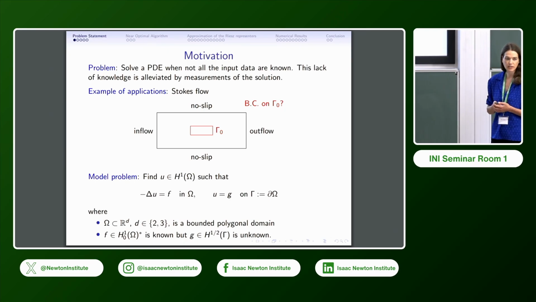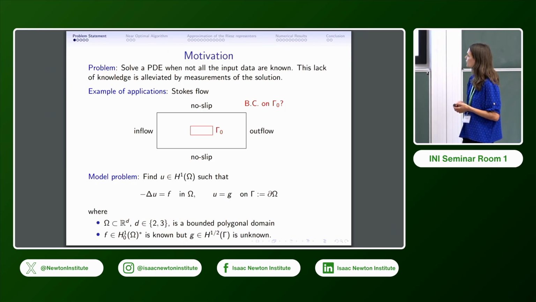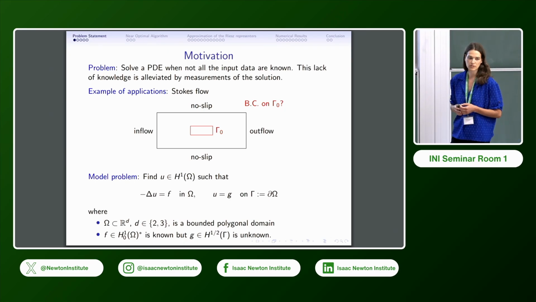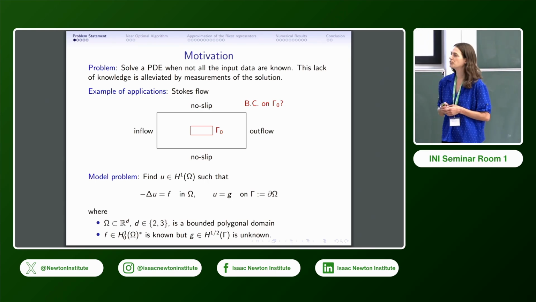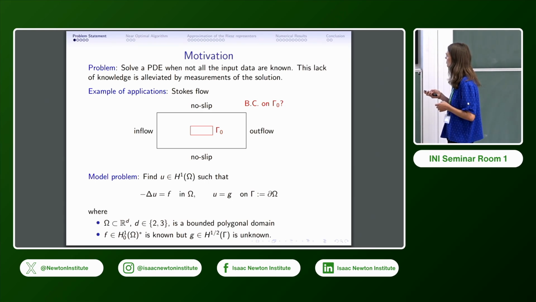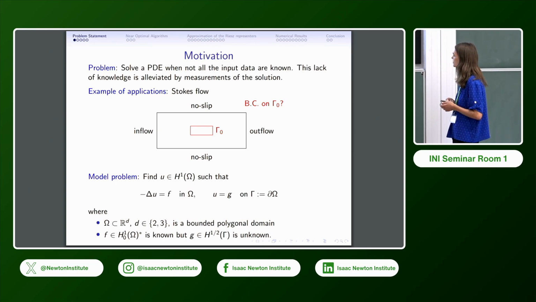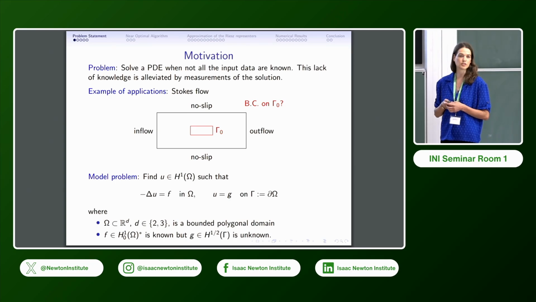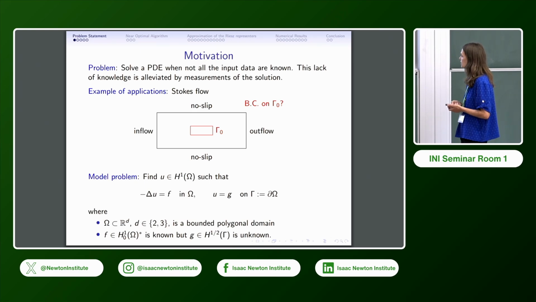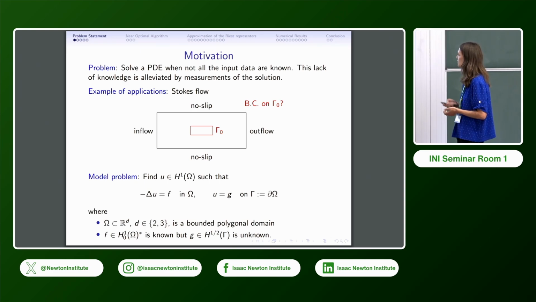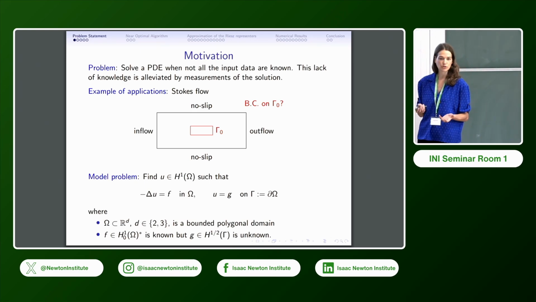So as this morning, we will look at this model problem. We will not consider the Stokes here, but just the Poisson problem: minus Laplacian u equals f, posed in a domain omega. I assume omega is a bounded domain in R^d, d is 2 or 3, and I assume that it's a polygonal domain for this presentation. And f is in the dual space of H^1_0, and if we knew g in H^{1/2}, then we would have a unique solution, but we assume that we don't have access to g.